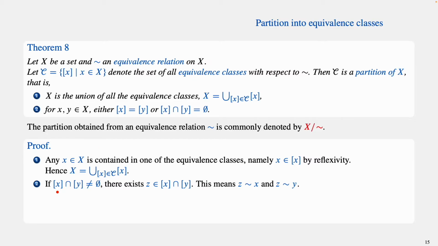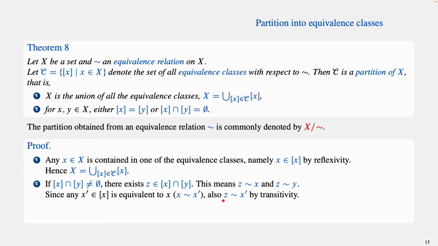So let us assume that the intersection of bracket X and bracket Y is not empty, which means there exists some element Z in the intersection of bracket X and bracket Y. And by definition, this just means Z is equivalent to X and Z is equivalent to Y. So Z being an element here is this, and Z being an element here is this. Now, any element X prime in bracket X is equivalent to X.